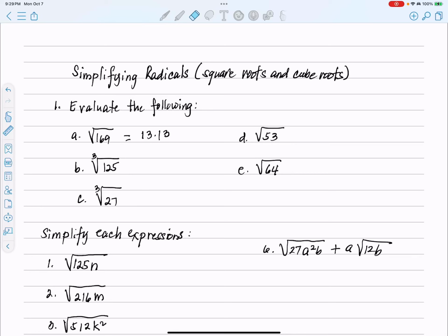Welcome to Matematika. Today we're going to simplify radicals, that is the square roots and cube roots. The very common questions that you have been asked when you were in Algebra 1 or Algebra 2 is finding the perfect square root or perfect cube root. So for example, we have a square root of 169.